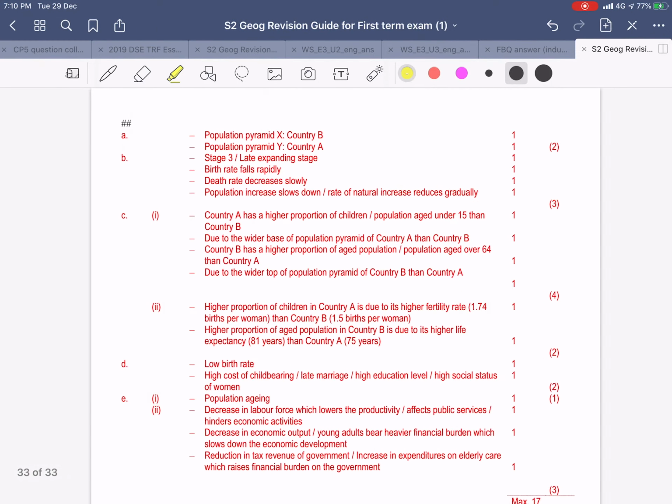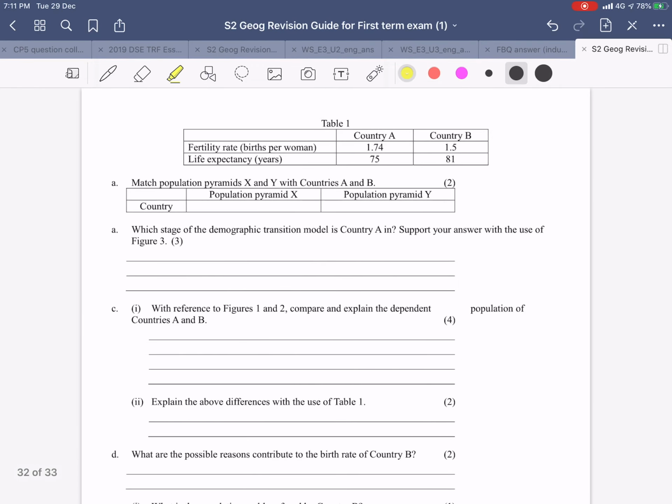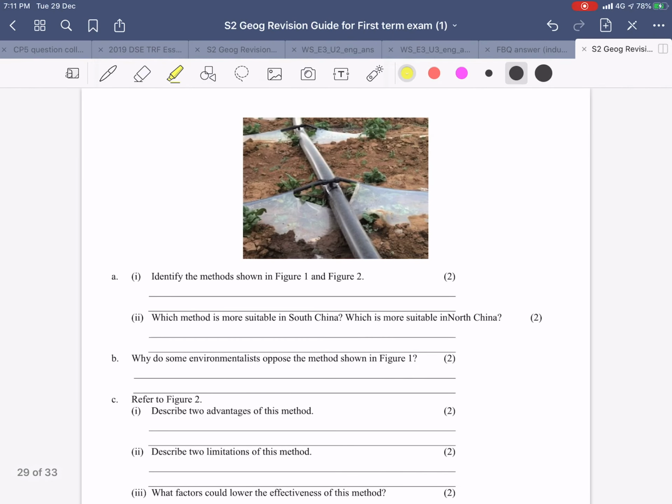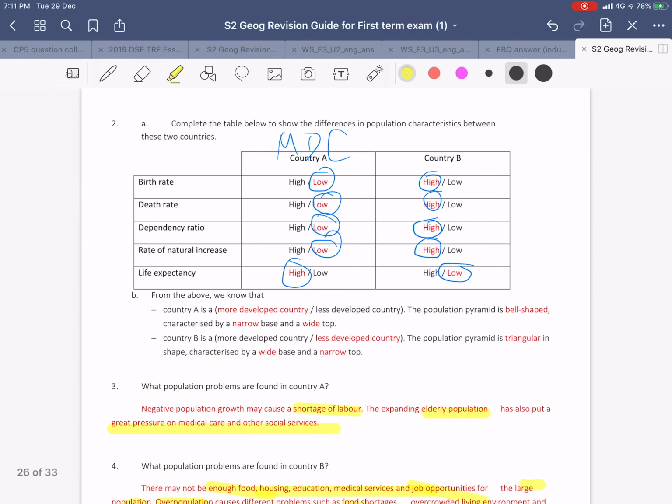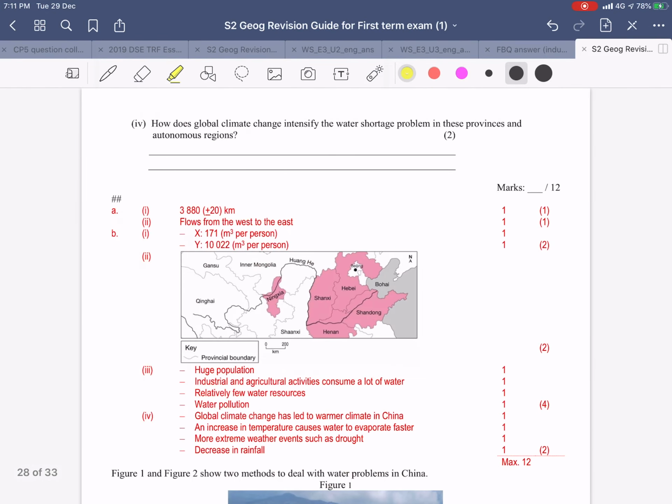And there may be some DBQs for you to drill, and you are suggested to do so, and I will make another YouTube video later to explain the DBQ, and also the essay in the workbook.